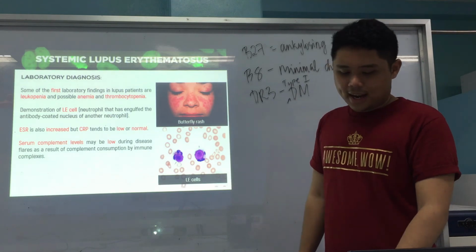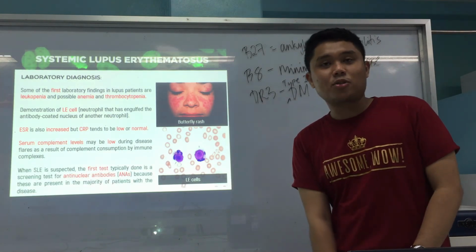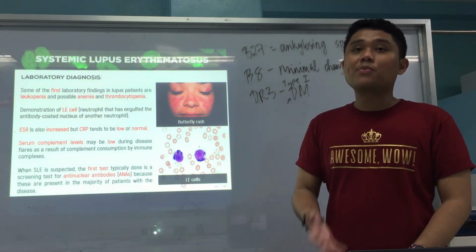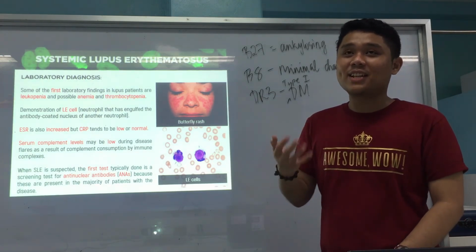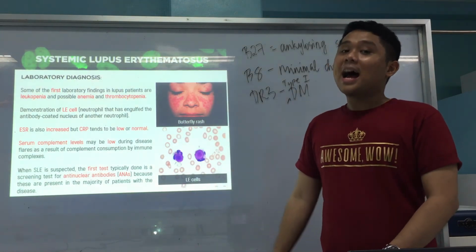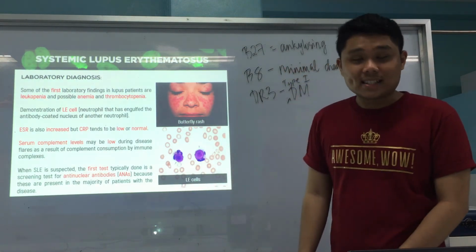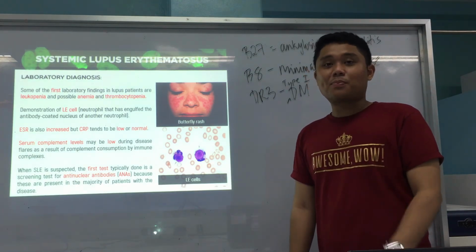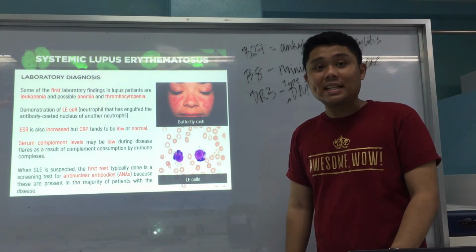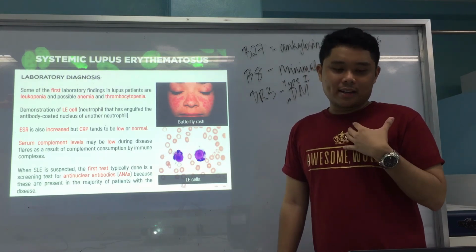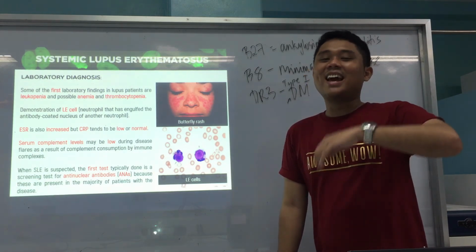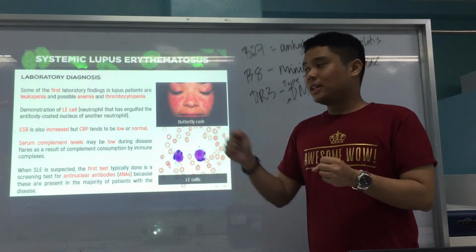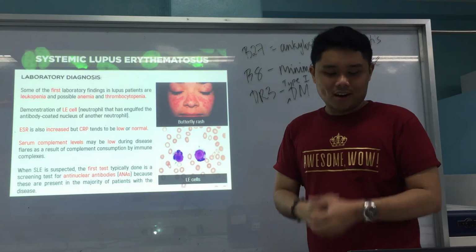And the very first test, the very common and most widely used test performed if SLE is suspected, is the detection of your antinuclear antibodies or ANAs, because these are present in the majority of patients with the disease. But antinuclear antibodies, later na lang, that's our next slide pala. So these are some of the laboratory diagnoses, but we'll focus more on the detection of antinuclear antibodies.